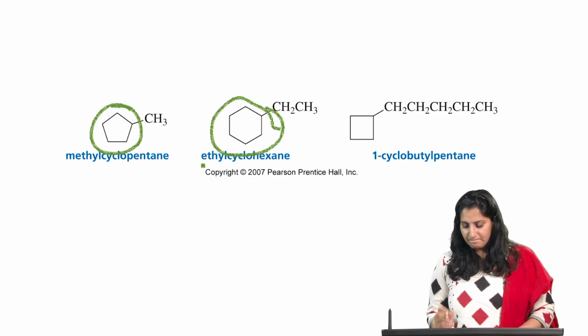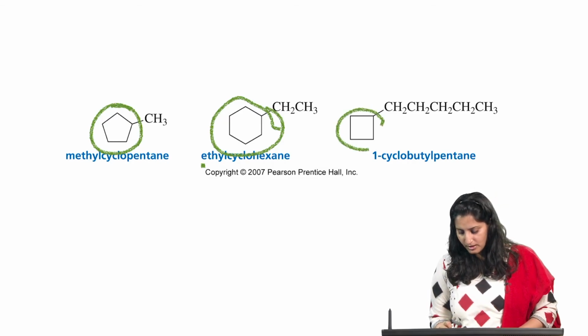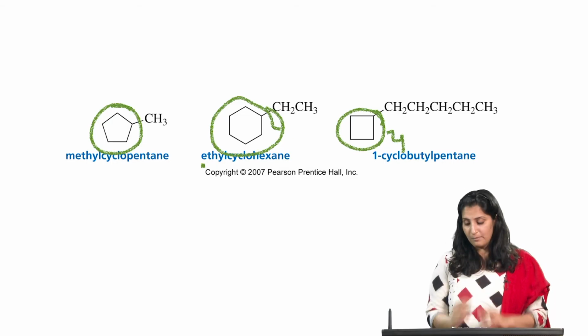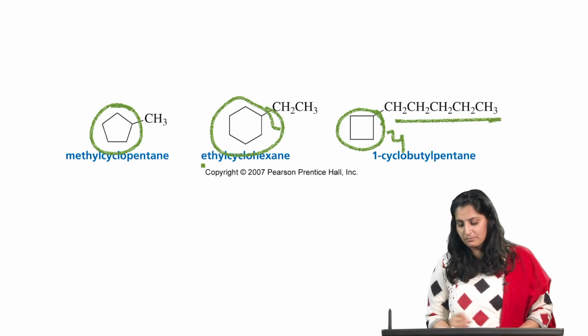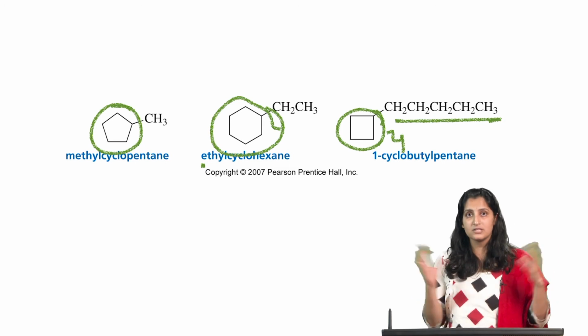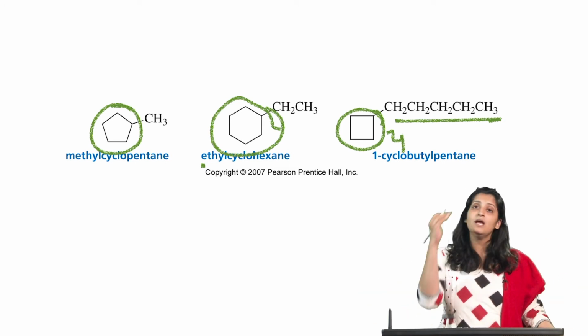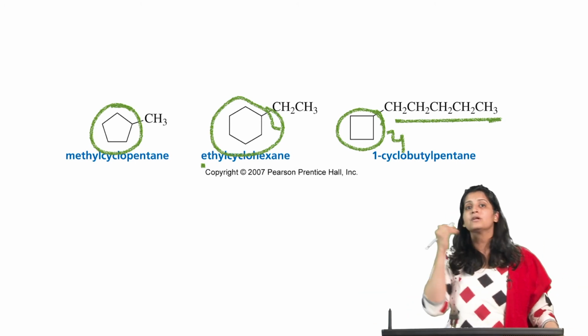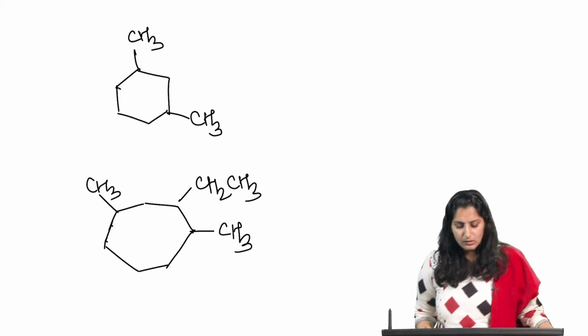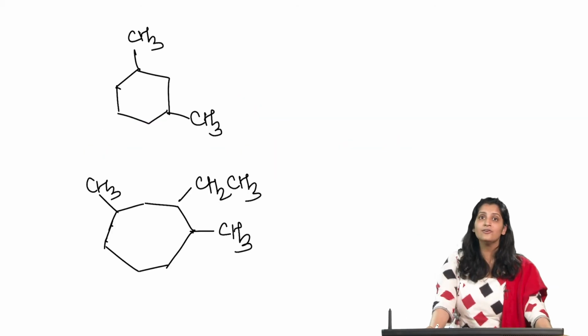Okay. Now, in this case there are 4 carbons in the cycloalkane part, but there are 5 carbons in the pentane part, or the substituent part. So, this will be 1 cyclobutyl pentane. Okay. Now, let us look at the second rule of naming cycloalkanes.